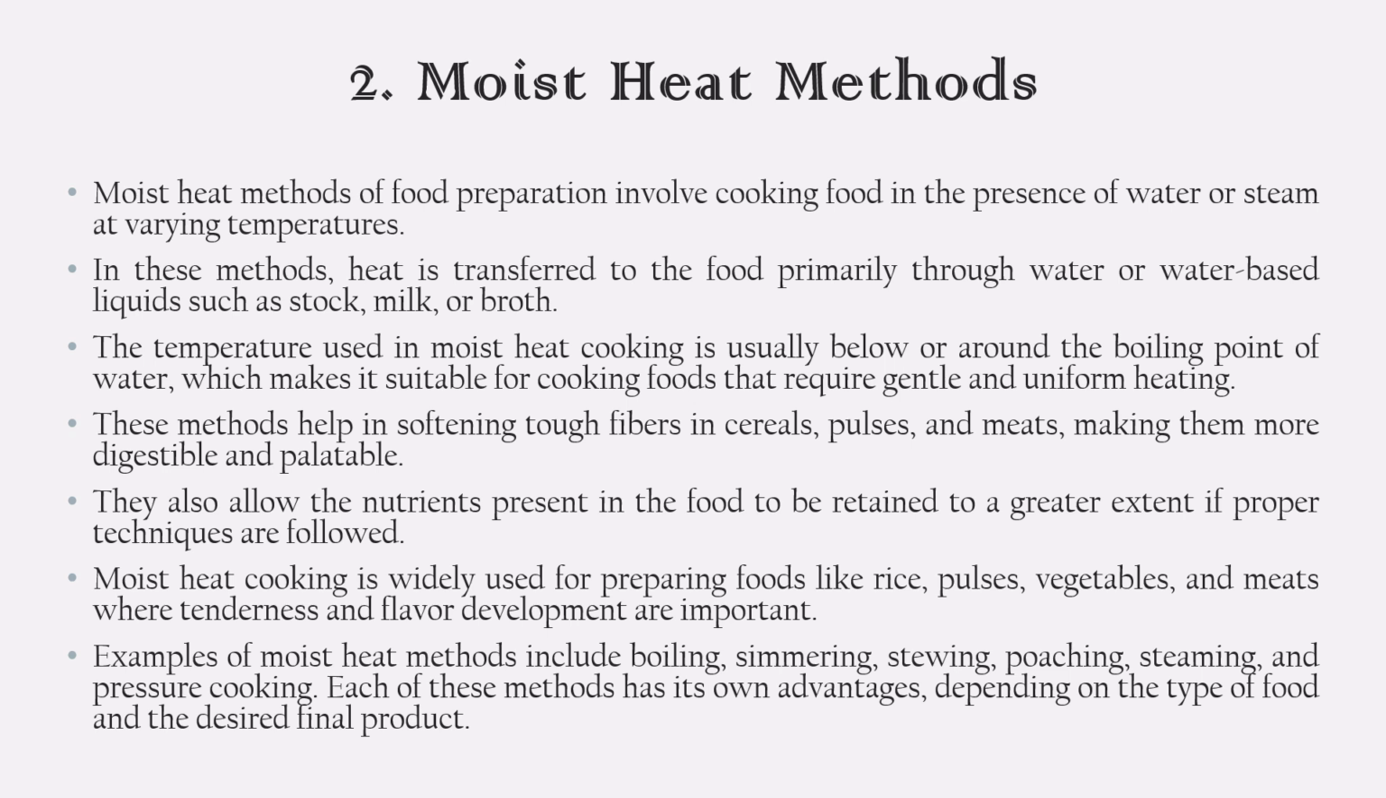If done properly, it also helps retain nutrients. Common examples of moist heat methods include boiling, simmering, stewing, poaching, steaming, and pressure cooking. Each method has unique advantages depending on the food and the desired outcome.